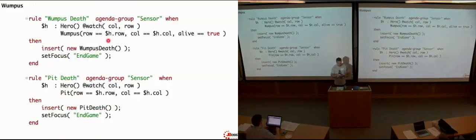Here we're detecting death and pit death. And again, it's very simple. It's just correlating on the row and columns where the hero is and where these other objects are.